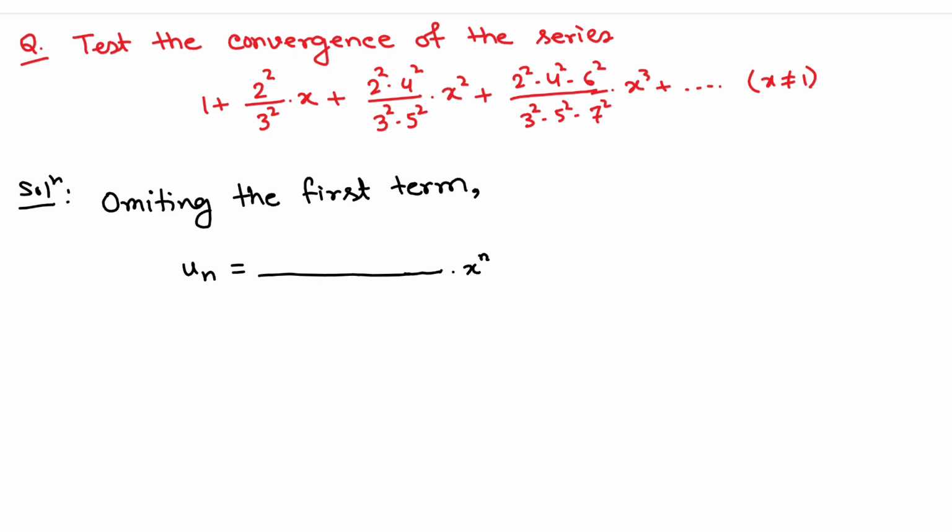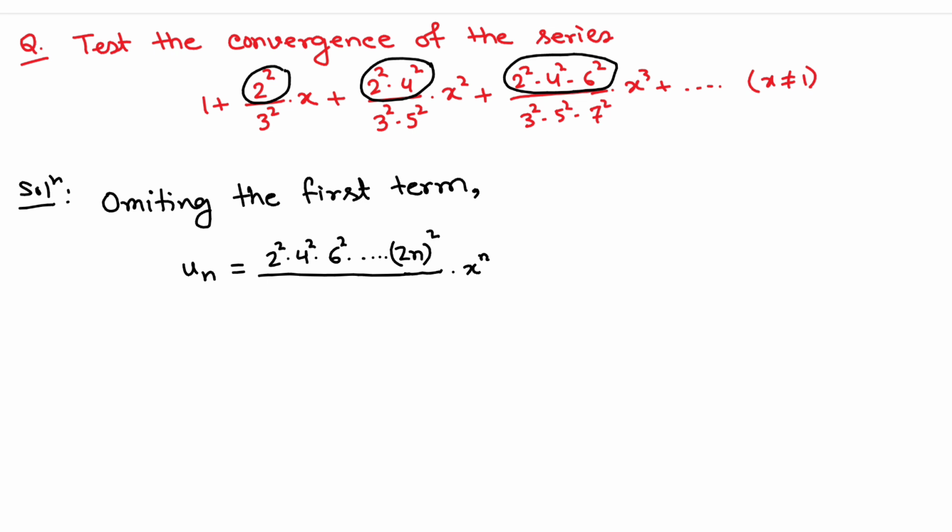First, the numerator. Take a look at the numerator. First term: 2 square. Second term: 2 square, 4 square. Third term: 2 square, 4 square, 6 square. That means all the even numbers. So what will the n numbers be? 2 square into 4 square into 6 square into dot dot dot 2n square.